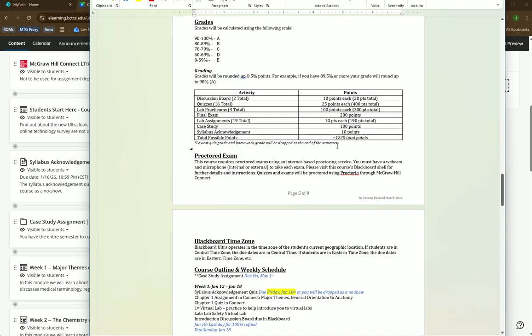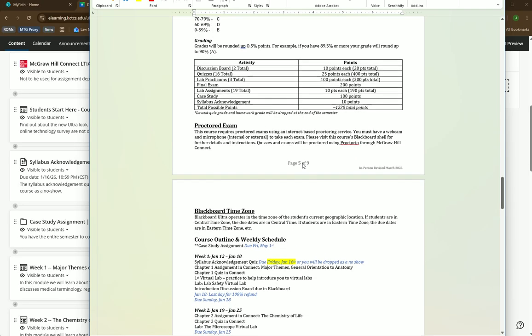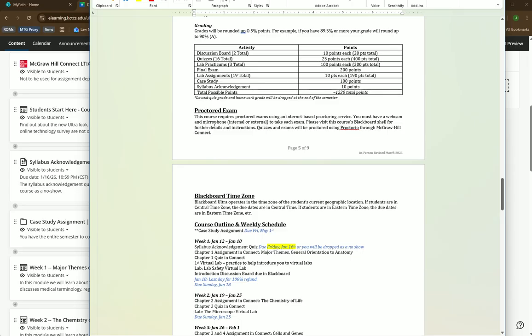Because KCTCS doesn't give extra credit anymore, this is something that we like to include to try and help boost your grade. Proctored exam. So our final exam and our quizzes are all proctored. And they will be proctored through McGraw-Hill Connect. So you have to have a webcam and a microphone to take each quiz and to take the final exam. So make sure you have all of that on the computer or laptop that you are using.